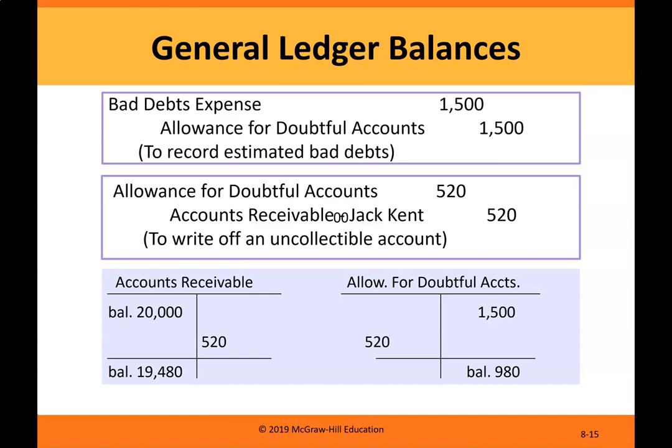Bad debt expense $1,500, allowance for doubtful accounts $1,500, to record estimated bad debts. Allowance for doubtful accounts $520, accounts receivable Jack Kent $520, to write off an uncollectible account. Accounts receivable balance: debit $20,000, credit $520, debit balance $19,480. Allowance for doubtful accounts: credit $1,500, debit $520, balance credit $980.